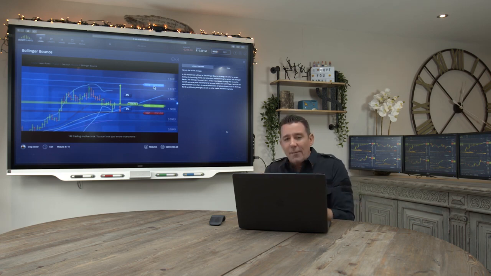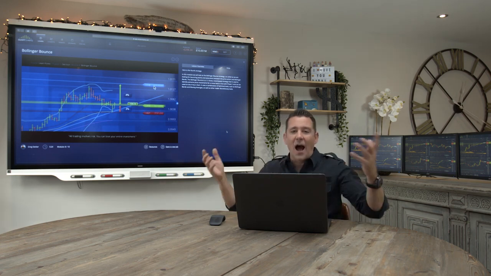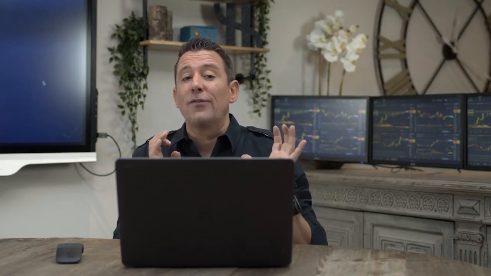So if we're looking for emotional signals, if we're looking for anything other than reality of what's happening, you're always going to be on the wrong side of the coin. So what's beautiful about the Bollinger Bounce is you aren't going to get lots of false signals. You're going to get most of the signals.